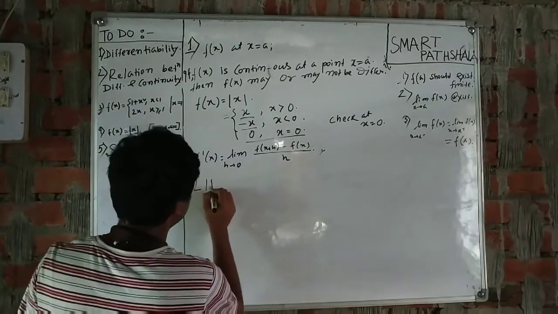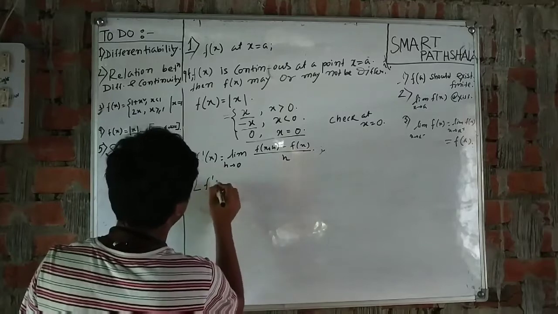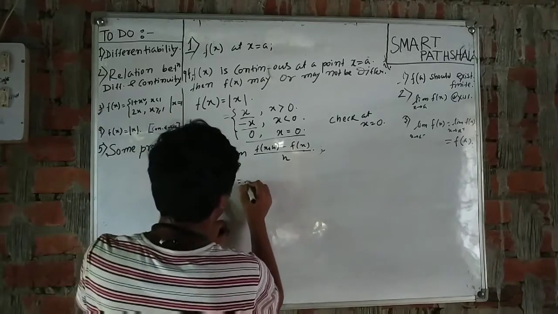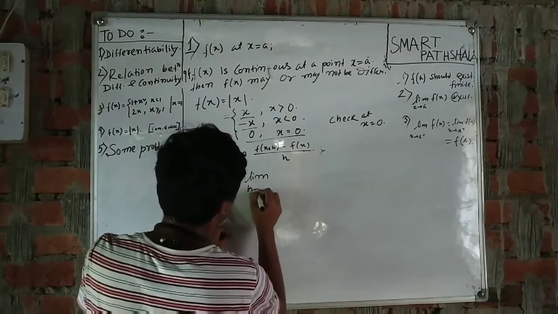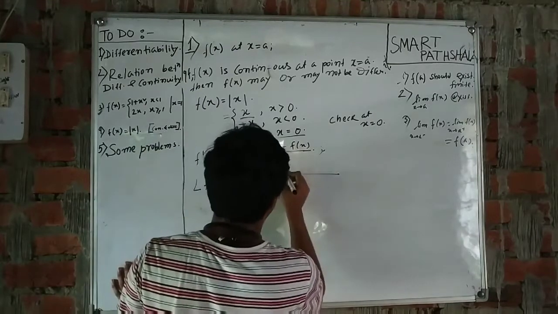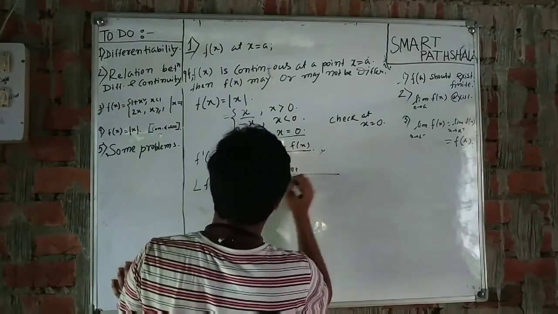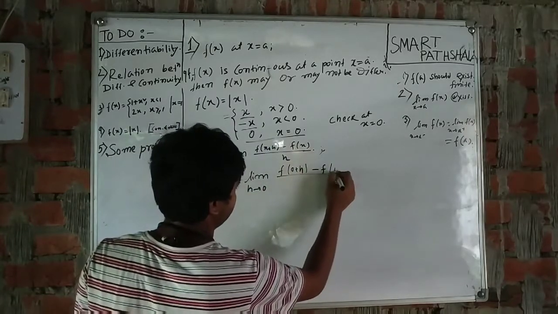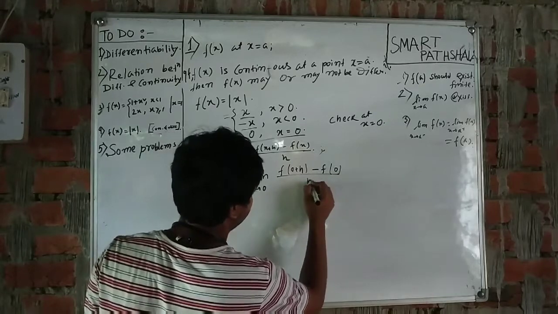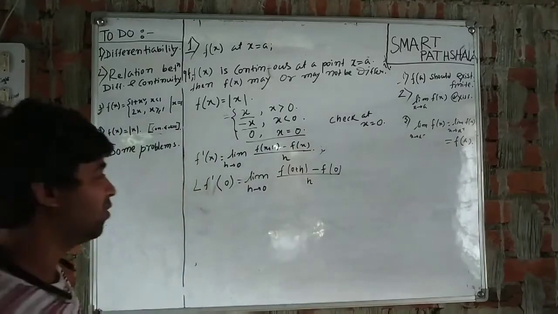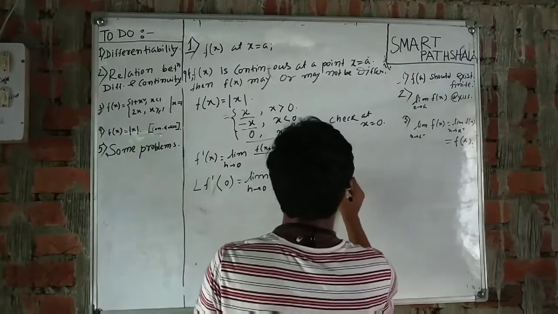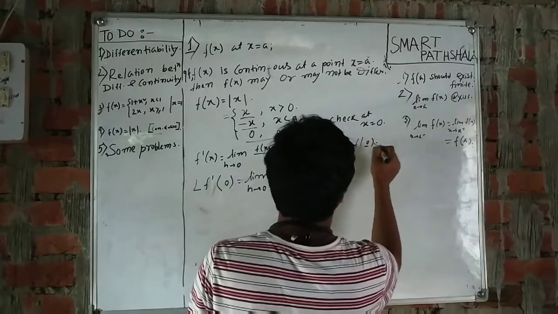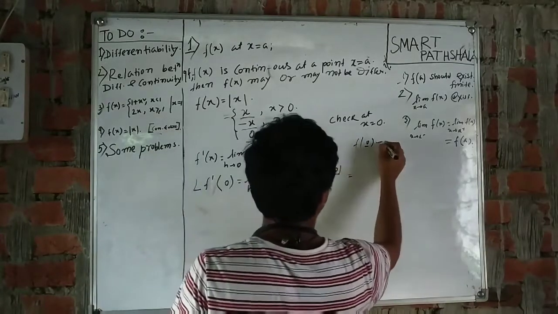Now, the left hand derivative of f of x at x equal to 0 gives the limit as h tends to 0 of f of 0 plus h minus f of 0, by h. Now, just look at this, f of 0 is equal to 0, because f of x equal to mod x, so at x equal to 0 it gives 0.